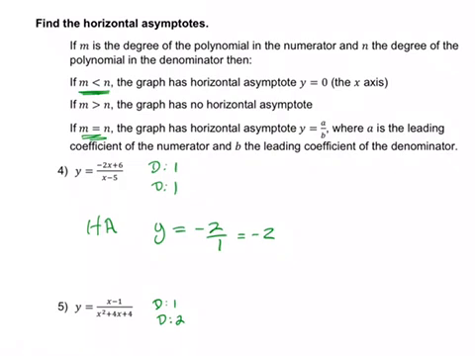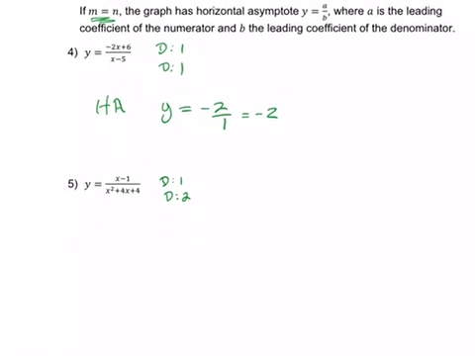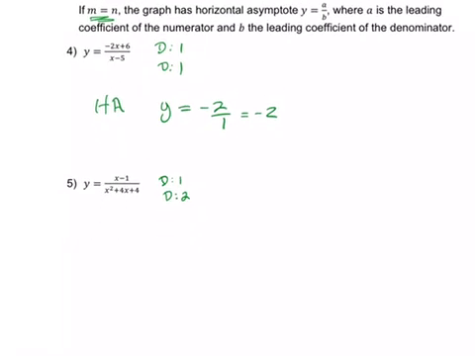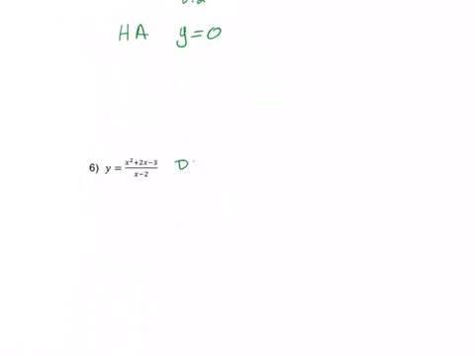The degree of the numerator is greater than the degree of the denominator. It's less than the degree of the denominator. So that means that my horizontal asymptote here is just y equals 0. Again, if the degrees of the numerator and denominator are the same, then it's the division of the leading coefficients. If the degree of the numerator is less than the denominator's, it's y equals 0. And if the degree of the numerator is greater than the degree of the denominator, there's no horizontal asymptote. That's it.